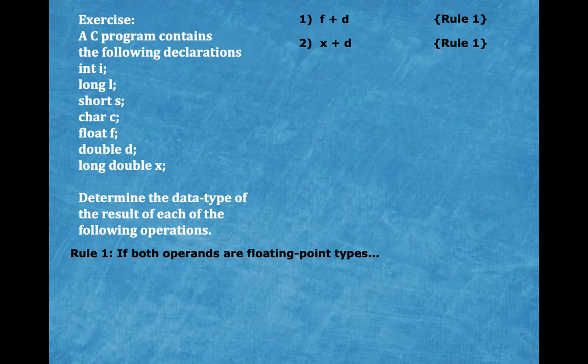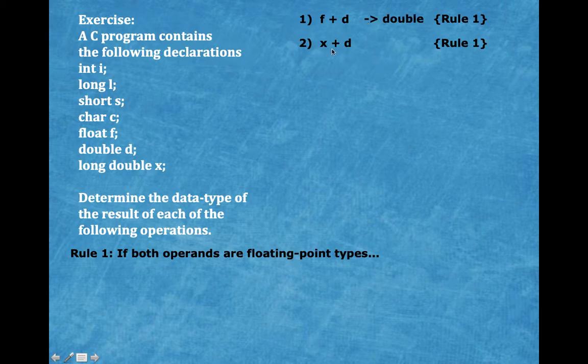Now what that means is, let's see. F plus D. So over here, tell me which one has a higher range. Obviously D, which is of data type double. So the answer over here will be, what will be the answer? Well, it's not D in your answer. You should write double. Okay.